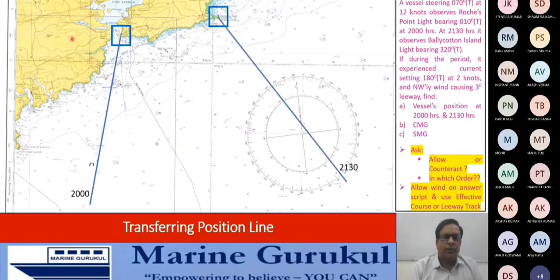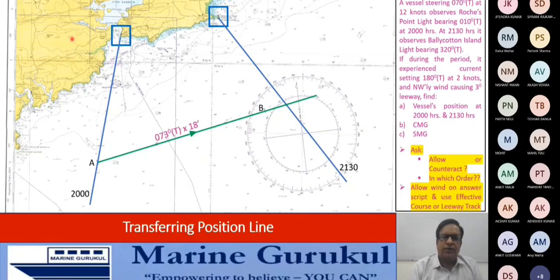Take any point on the first PL, that is A. Now what do we draw through A? The effective course of 073. How many arrows do we represent it with? Single arrow. What will be the magnitude of this vector? Engine distance for 1.5 hours, 18 miles. Cut that off and we get point B.